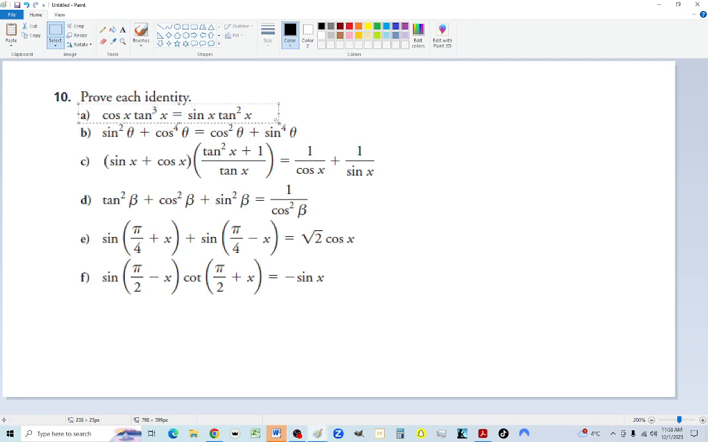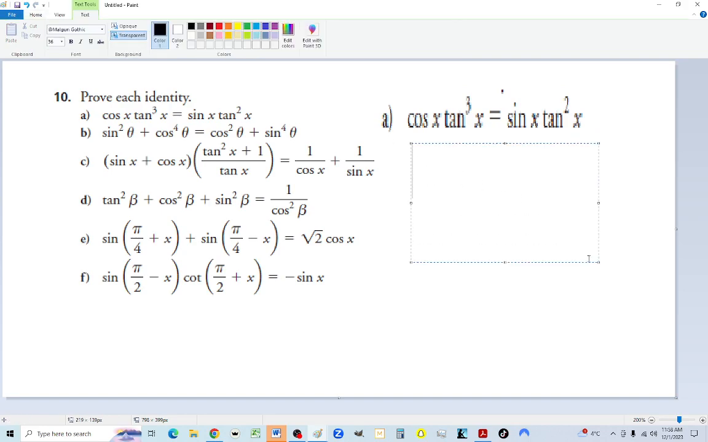So let's look at this one. A lot of these will be just Pythagoras here. So if I think of tan, it's sine over cos, isn't it? But it's sine cubed. Why is it so big? Sine cubed over cos cubed.